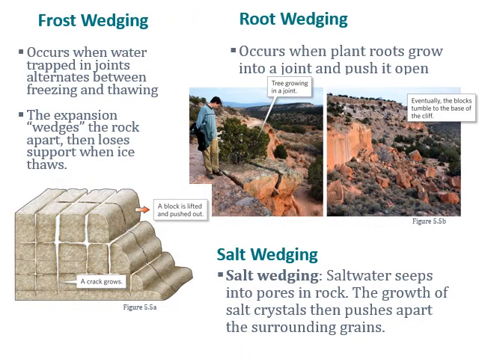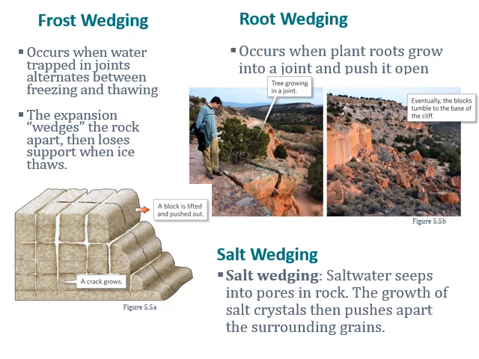There are three different types of wedging that occur as physical weathering. Frost wedging occurs when water is trapped in joints of exposed rocks and alternates between freezing and thawing. As water freezes into ice, it expands. This is an important property of water, of H2O, and that pushes the rock apart. When the ice thaws and goes back into water again, there's more space for water to intrude.